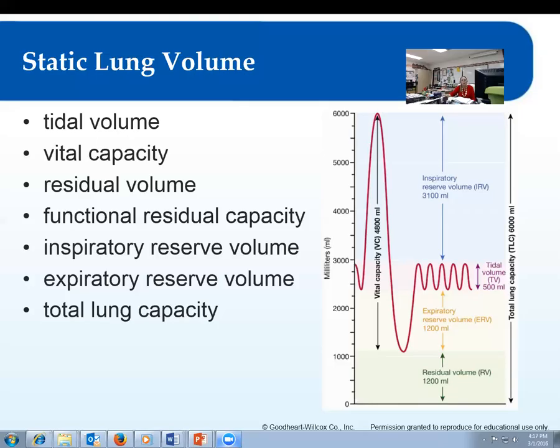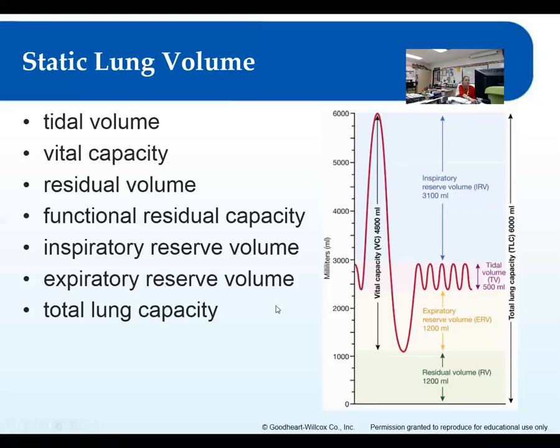So those are your lung volumes. We're going to look at those again, like I said, Friday in the lab. So we will be doing that. These are all static lung volumes. This picture right here is on page 316. I'm sorry.